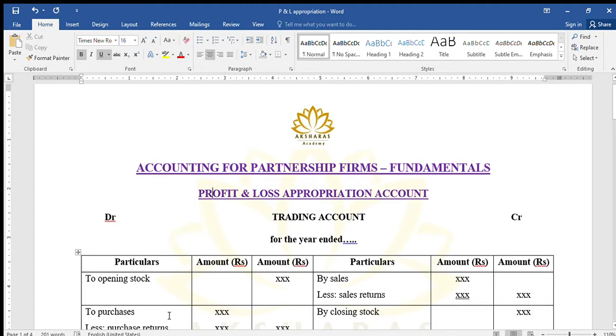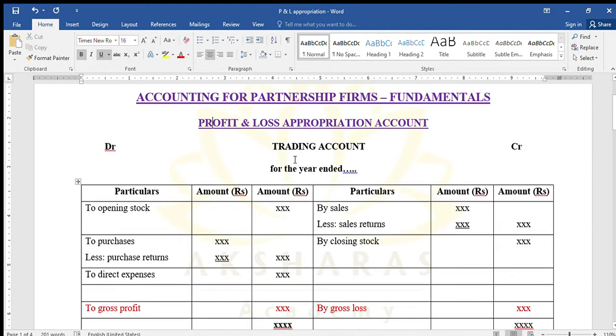We are seeing accounting for partnership firm fundamentals, and in this video we are going to see how a partnership firm is going to prepare the profit and loss appropriation account. Like a sole trader, the partnership firm will also prepare trading account, profit and loss account and balance sheet. But here one more account is prepared after preparing the profit and loss account, which is known as the profit and loss appropriation account. This profit and loss appropriation account is an extension to the profit and loss account. So let's see what are the items that are posted under this profit and loss appropriation account.